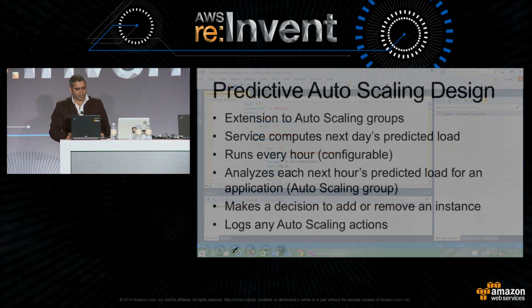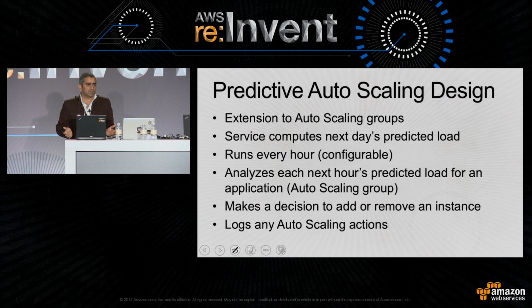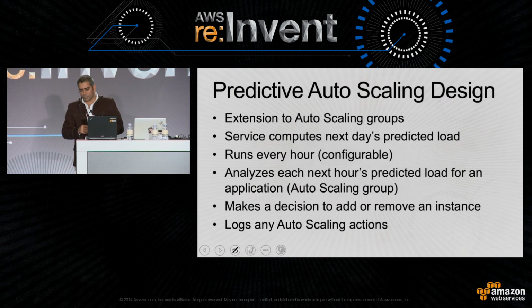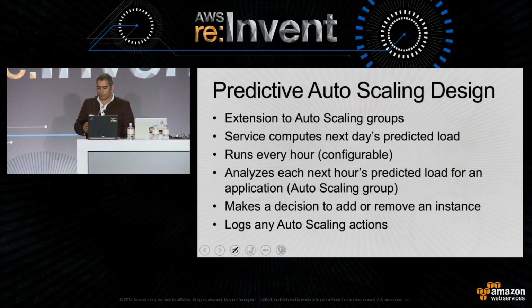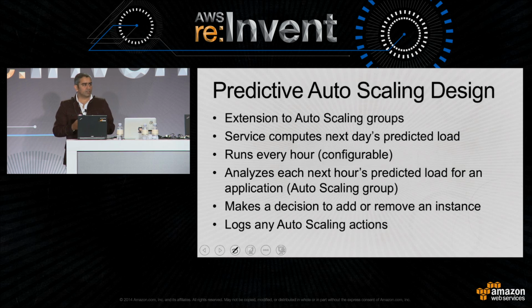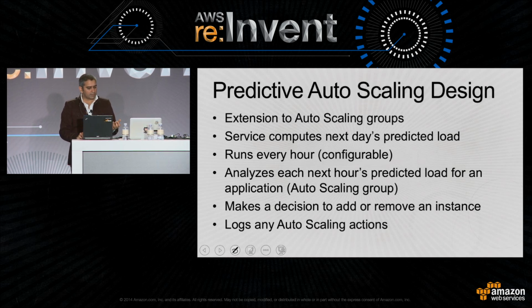So let's go back and take a look at a design. So what would you do if you actually were able to, let's say, not comprehensively, but you were able to predict the load for tomorrow? What are you going to do? You're going to run your algorithm maybe every hour, but before the actual hour really starts, or maybe a couple of hours before that, and take preemptive actions on either adding or removing instances from your auto-scaling group, right? So this design is just an extension to the current existing auto-scaling groups mechanism.